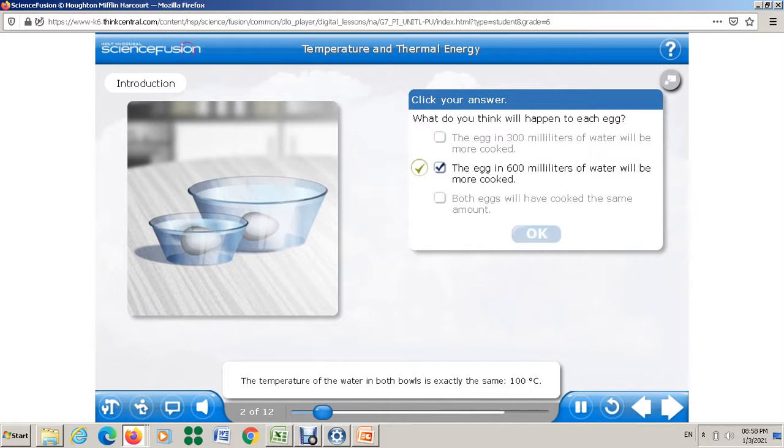That's right. The temperature of the water in both bowls is exactly the same, 100 degrees Celsius. Even so, the egg in 600 milliliters of boiling water will cook more than the egg in 300 milliliters. In this lesson, we're going to find out why. Okay, we want to see why. Okay, let's continue.